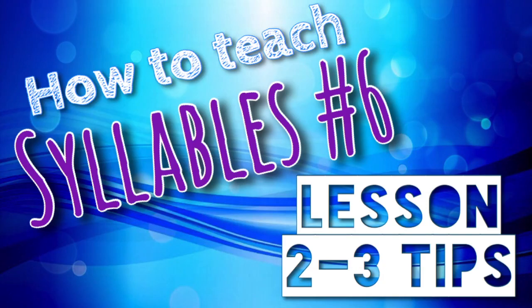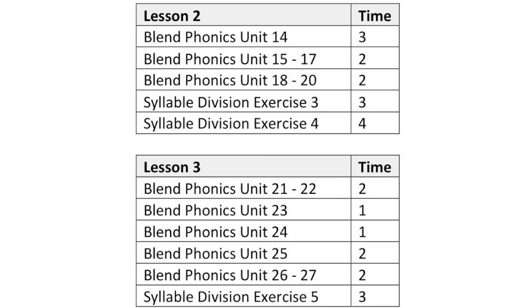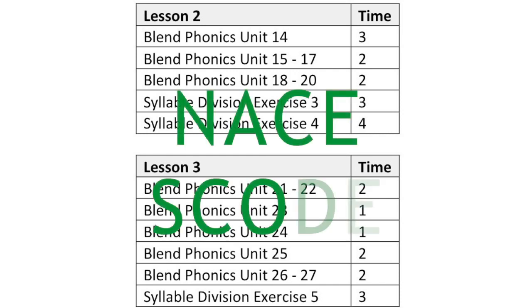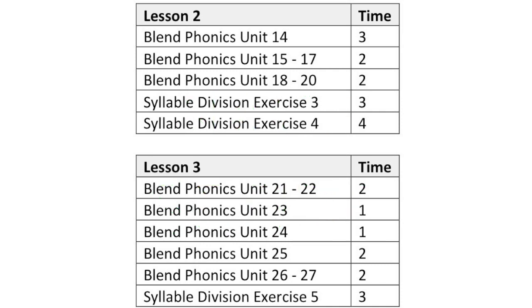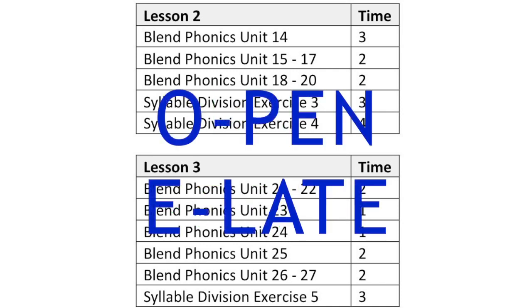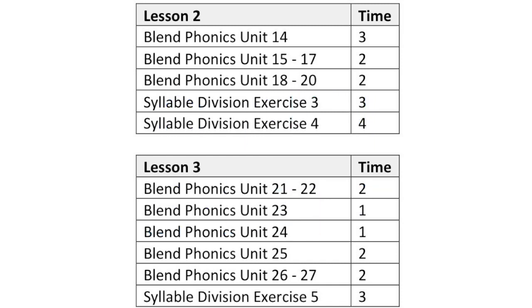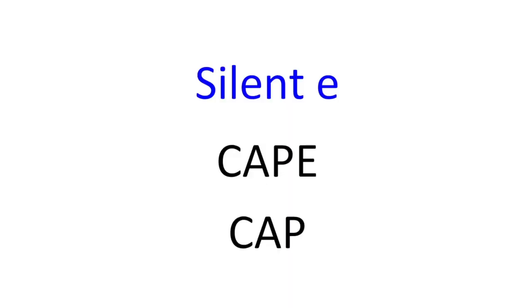Now, we'll look at specific tips for lessons 2 and 3. These lessons are very similar to Lesson 1, working with blend phonics, syllable division exercises, and the same games. But the concepts get a bit more complex. Many of the students have never learned about open vowel syllable words and will have a tough time with them at first. The first thing covered is silent E words.